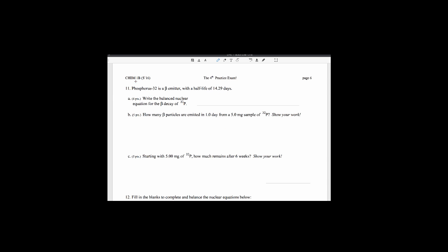Okay, so the next question, we have phosphorus 32, which is a beta emitter. And first of all, we need the balanced nuclear decay equation for the beta decay of phosphorus 32. So phosphorus has an atomic number of 15. It undergoes beta decay, so it emits an electron, and the remaining particle must have a mass of 32 and an atomic number of 16, because 16 plus -1 equals 15, and that is the element sulfur.